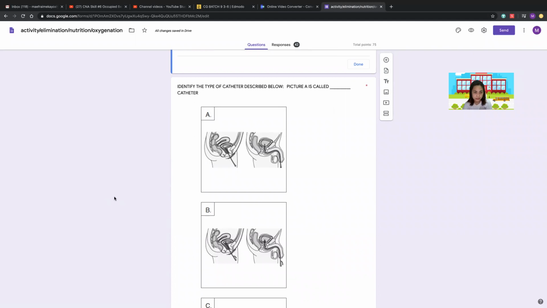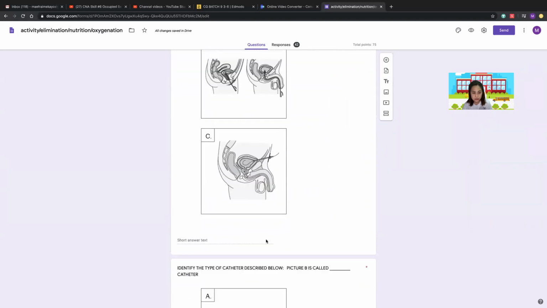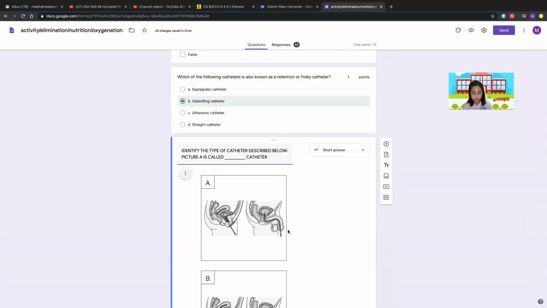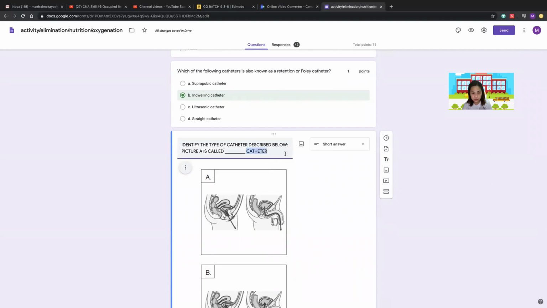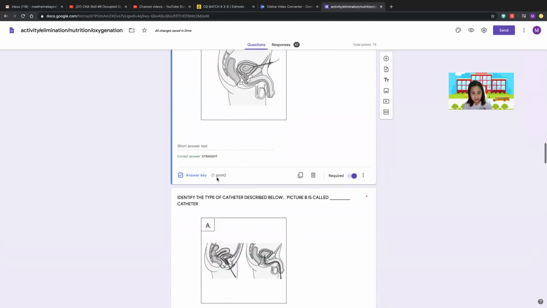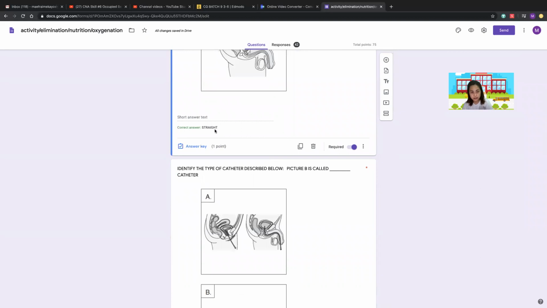Now we need to identify the type of catheter described below. Picture A is a straight catheter, so you will call it straight. Some of you put straight catheter, but the word catheter is already in the question, so it's redundant. You need to put only straight, and it will be in big letters.